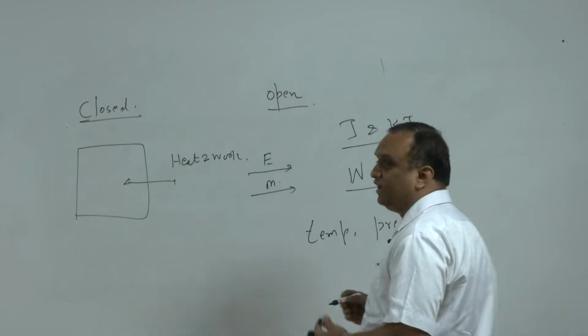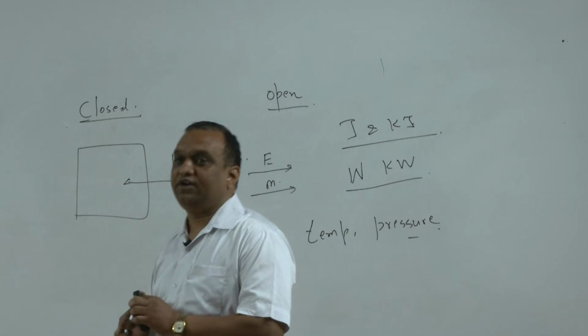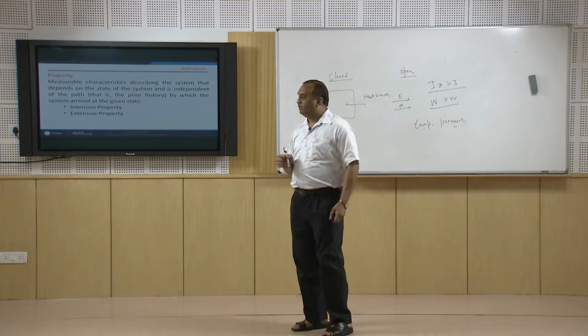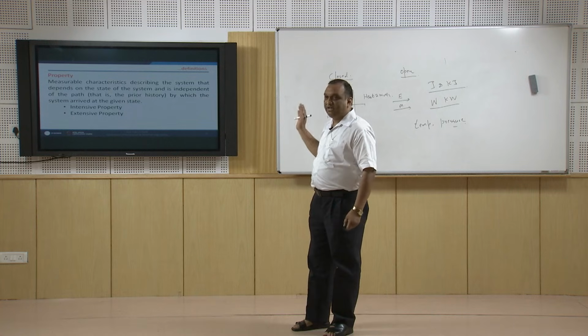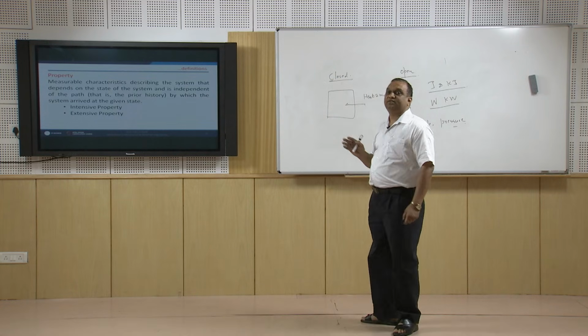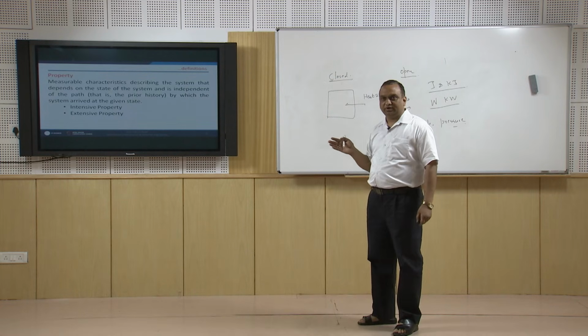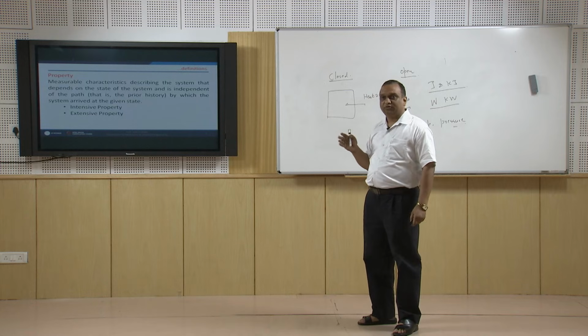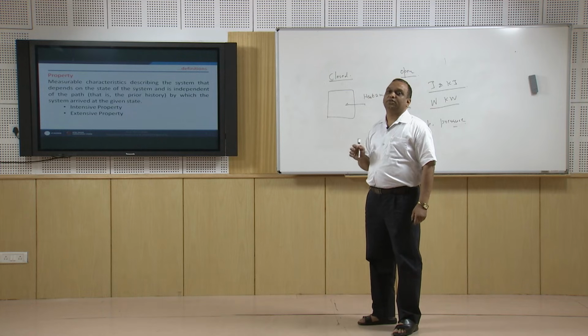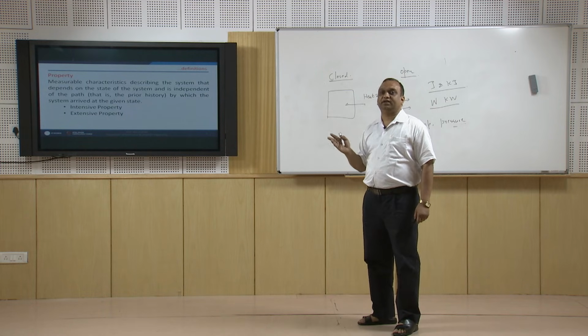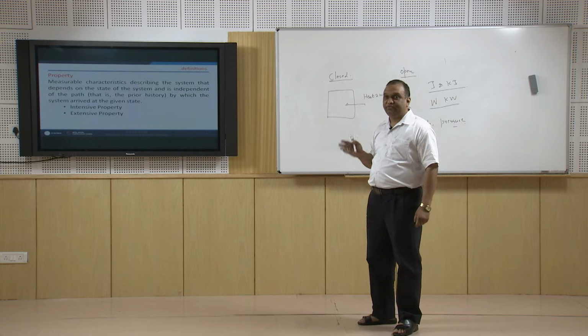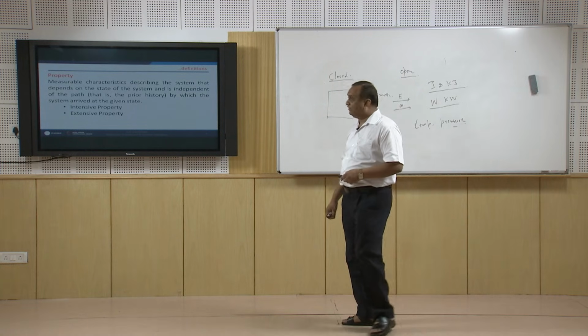So these properties, specific entropy, not entropy, specific entropy, are intensive properties, and there are certain properties which are extensive properties. Extensive properties are those properties which are dependent upon the mass of the system, for example, kinetic energy, potential energy.